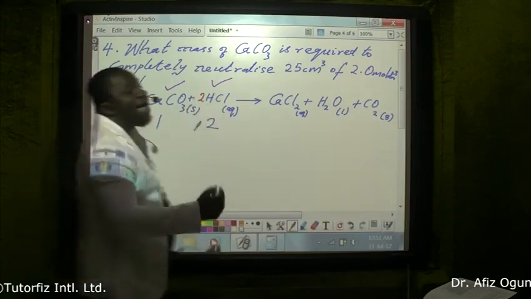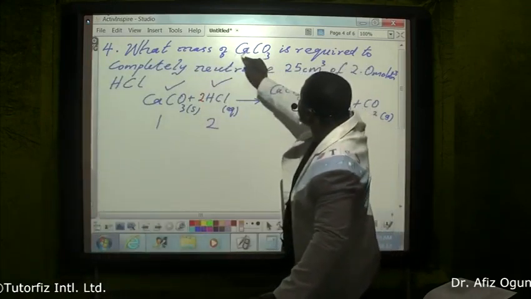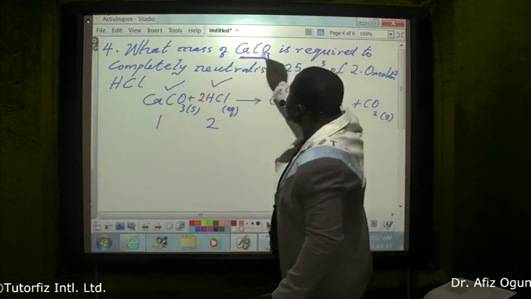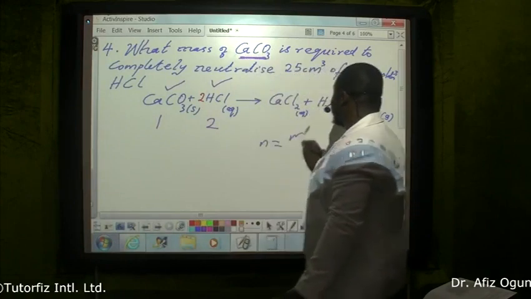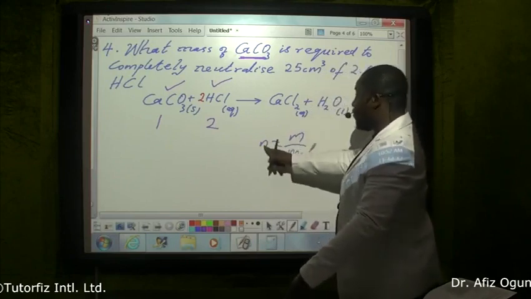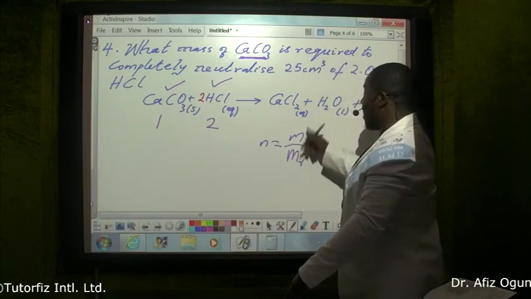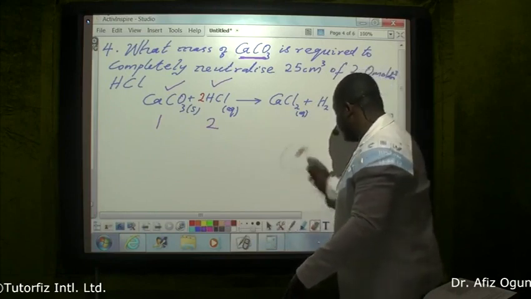So, what am I looking for? I'm looking for the mass of this. If I know the mole of this, from n equals mass divided by molar mass, I can know the mass. Because if I know the molar mass from the periodic table, I can know the mass by cross multiplying. That is easy as ABC.